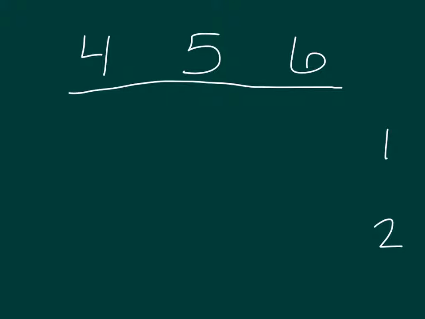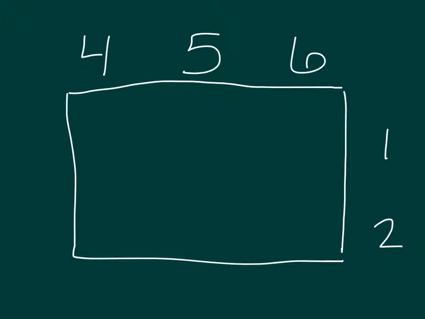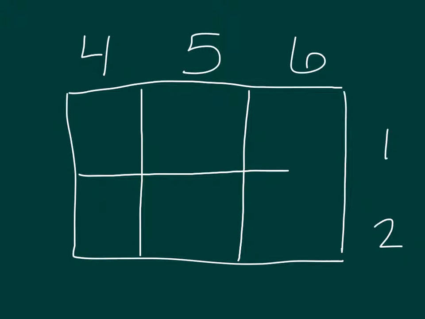Next, I'm going to draw a big box. I'm going to make sure that each number at the top has a column. So there's a number column for the 4, a column for the 5, and a column for the 6. And then I'm going to make sure that the numbers over here on the side, the 1 and 2, each have their own row. The last thing that I want to do here is to cut all of my boxes in half diagonally.